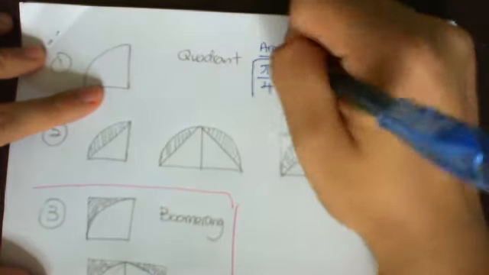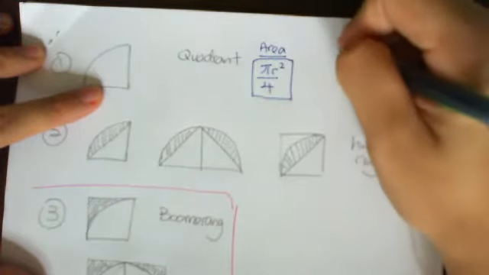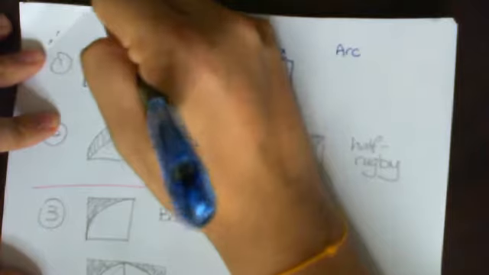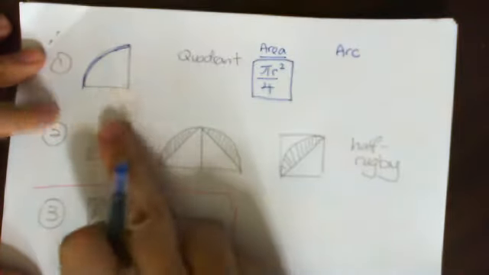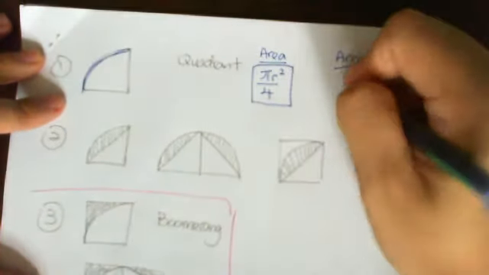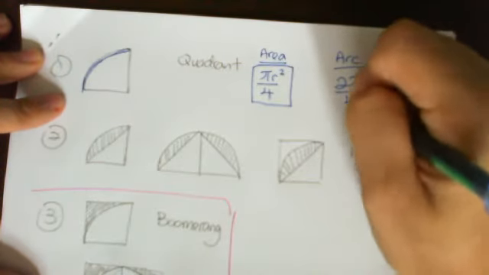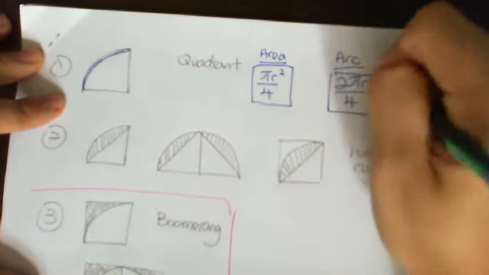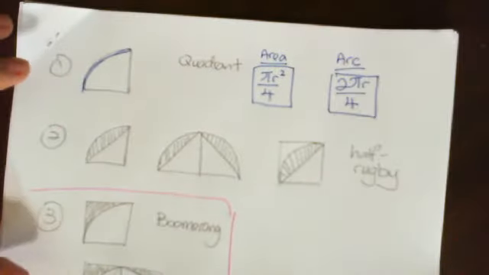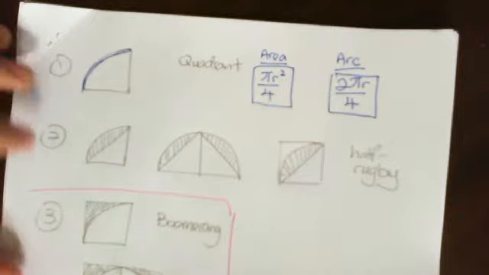Next, if you have to find the arc, which is just the curved part here, you have to find the arc of this sector. The arc would be 2 pi r divided by 4 as well, because it is a quarter of a circle. Okay, knowing this, it is very easy for us to find the other shapes.